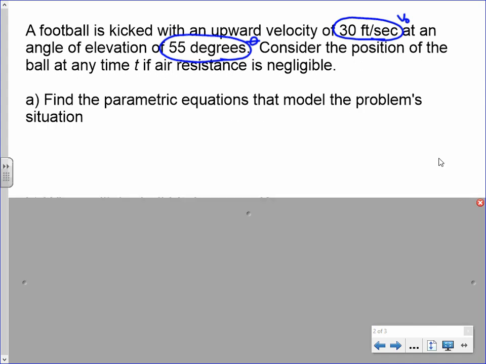So, let's set up the parametric equations. This is always going to be your first step. Once the information is given, set up your parametric equations. So you wrote down the setup on that first slide. X equals V naught cosine of theta t. So x equals our initial velocity times cosine of our angle times t.